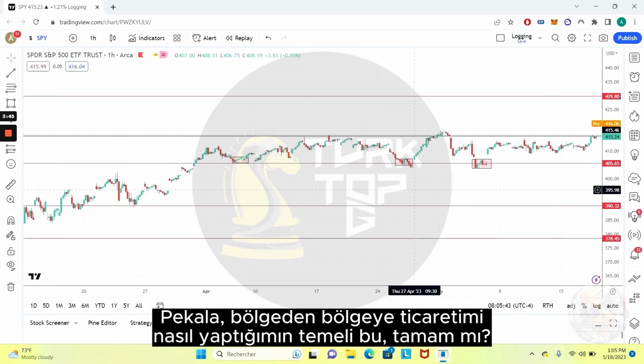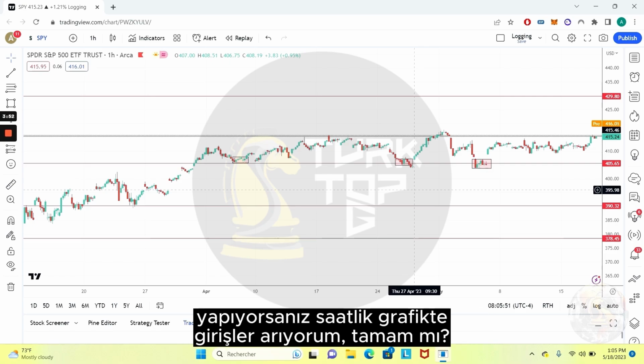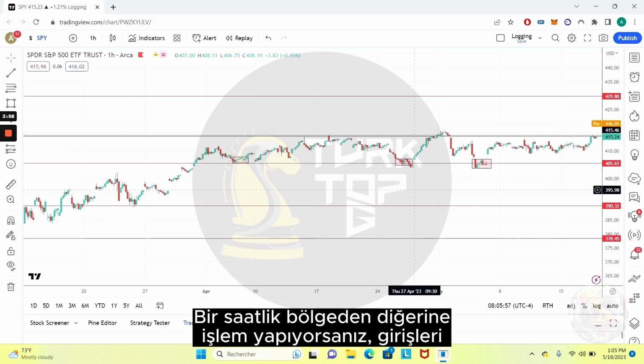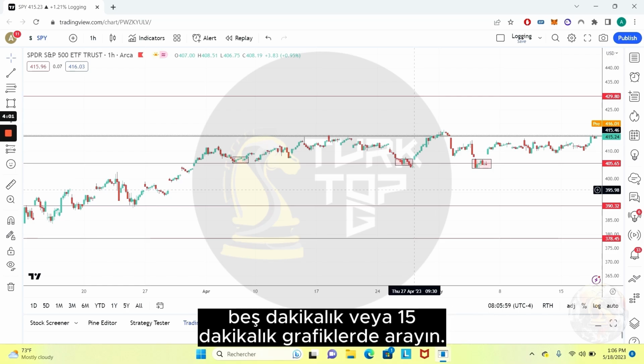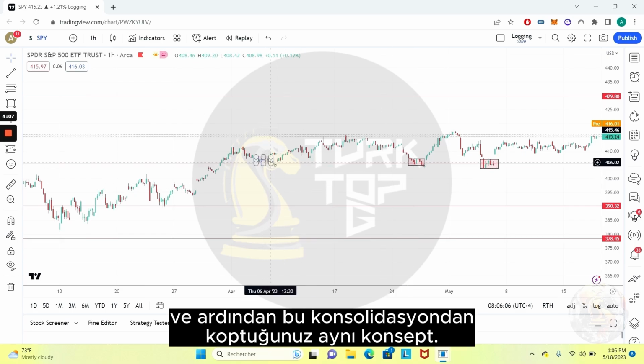All right. So this is the basis of how I do my zone to zone trading. Okay. If I'm trading from one daily zone to the next, I'm looking for entries on the hourly chart. If you're trading intraday, okay, if you're trading from one hourly zone to the next, you look for entries in 5 minute or 15-minute charts. Same concept. You look for a consolidation around an hourly zone and then take the breakout of that consolidation.